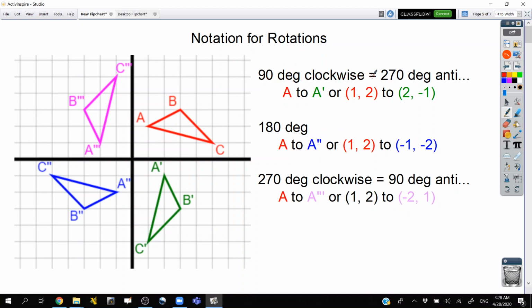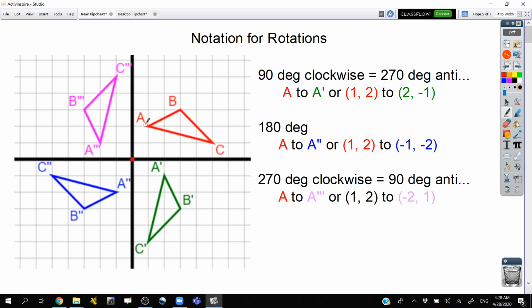If I go 90 degrees clockwise or 270 degrees anti-clockwise. So starting here at A, 90 degrees clockwise gets me here. Oh, with a center at the origin, I should have said that. 90 degrees here, or I could take A and go 270 around this back way anti-clockwise and I get to the same place.